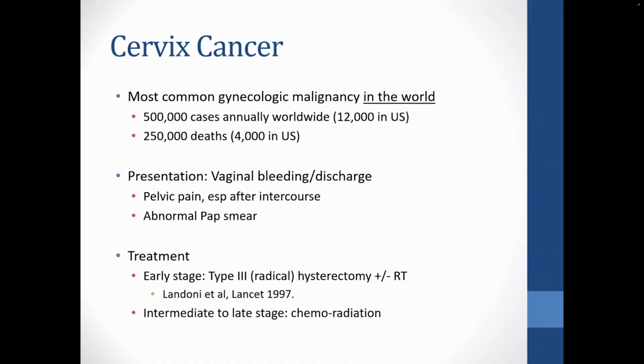The presentation of cervix cancer typically includes vaginal bleeding or discharge. Patients may have pelvic pain, especially after intercourse, and cervix cancers can be detected on abnormal pap smears. Early stage cervix cancer is typically treated with a type 3 radical hysterectomy, as I showed you earlier in the diagram. Patients who have hysterectomy may require external beam radiotherapy afterwards. The external beam may be accompanied by concurrent chemotherapy as well. Patients who have intermediate to late stage cervix cancer are treated with chemoradiation. There's no role for surgery in these more advanced stage patients.